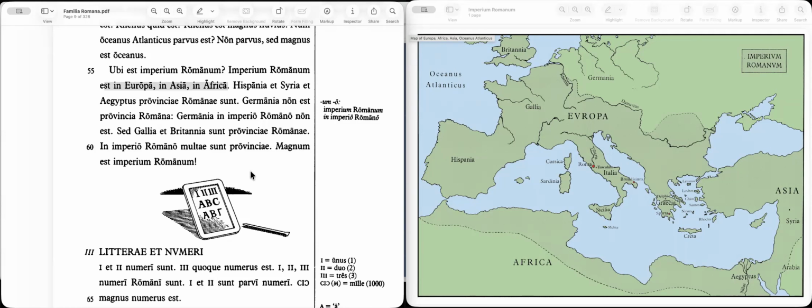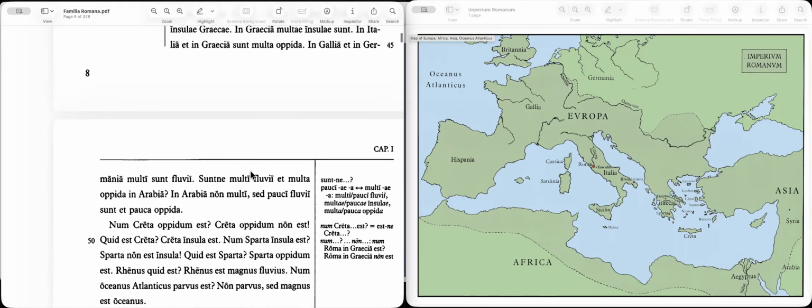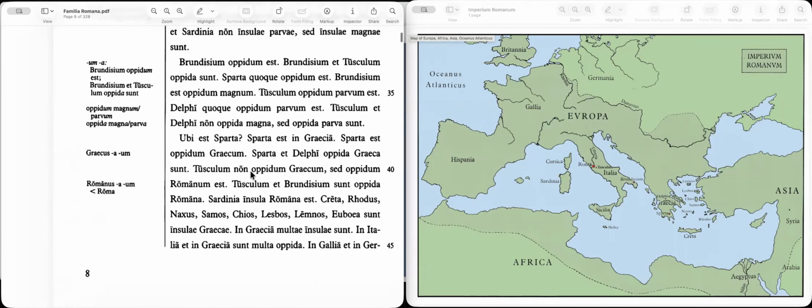It does. Yeah. I guess where I was going with that is the commas are kind of strategically placed for an English reader, maybe it's for other languages too. I'm looking at the sentence, in Arabia non multi sed pauci fluvi sunt et pauca opida, and there's the comma right before the sed.